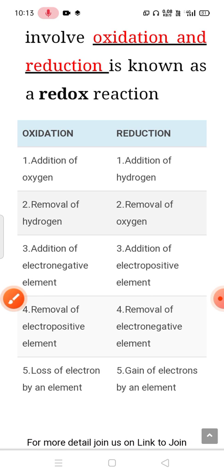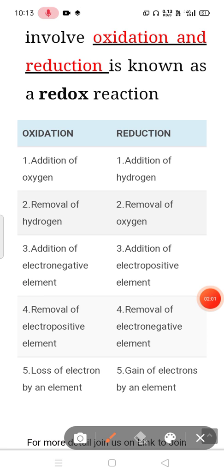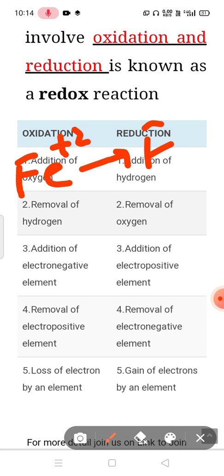Now the third point is increment of oxidation number. For example, Fe+2 is converted into Fe+3.